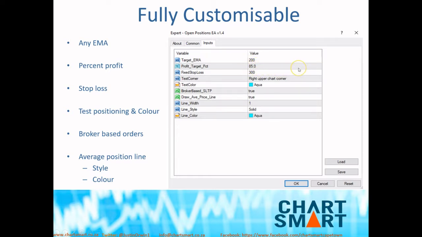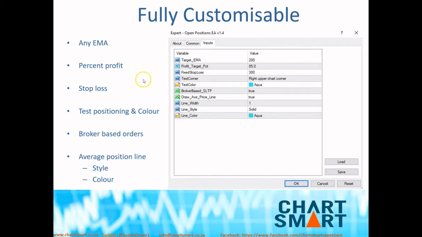The trade manager is going to calculate the profit that's available on the trade. And if you say I only want 85% of that, if there's a potential $100 on the table, it's going to close you down at $85 and close the trade immediately.